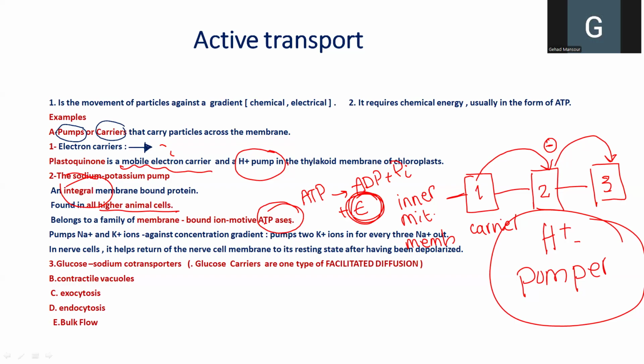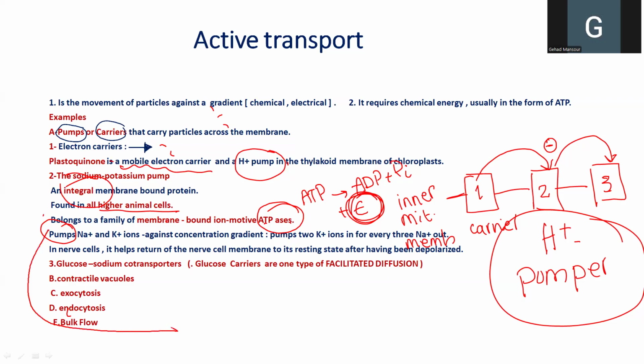And the sodium-potassium pump is very specific because it pumps, and when we use the verb pump, we mean that it is an active transport mechanism. So we cannot use the verb pump unless we have an active transport process. It pumps both sodium and potassium against the concentration gradient, and that's why it is a pump.